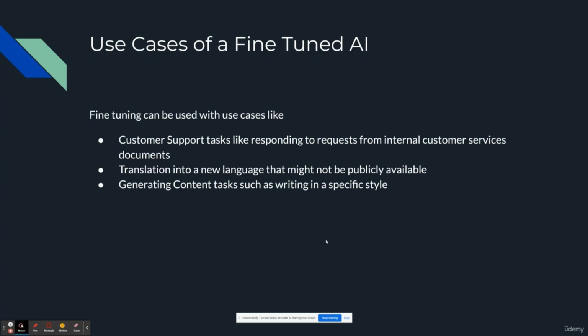You can do translation to a new language that you might make up or is not publicly available, and you can generate content for tasks such as writing in a specific style. These are extremely powerful because there is a lot of optionality with this. For example, if you wanted to create a virtual world and you created a custom language, you can feed an AI model this custom language, and you can train personalities and then create characters out of these using some of these use cases like translation and generated content. That's just one example. There's a ton of examples that you can use fine-tuning APIs and a fine-tuned AI model for.